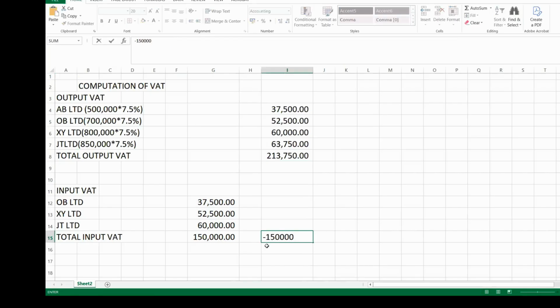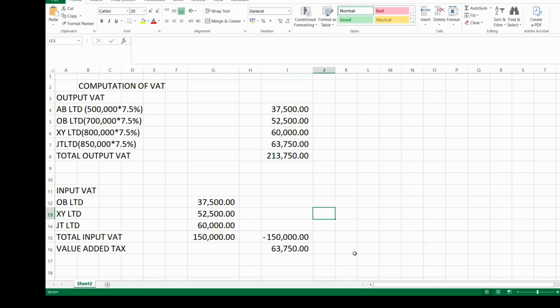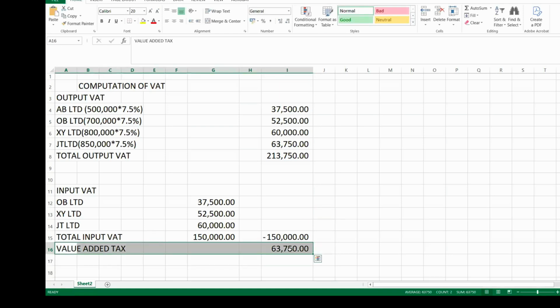So the resulting figure, this minus this, will now give you the value added tax. So that is how to calculate your value added tax at the various stages of distribution, which is what we have here.